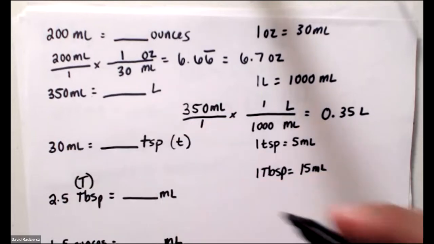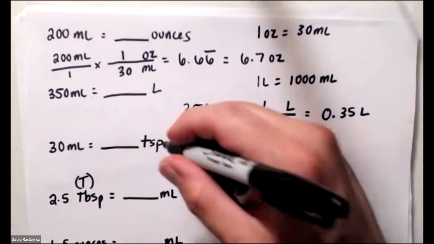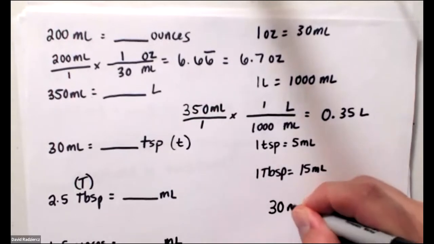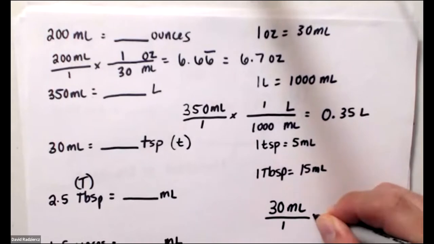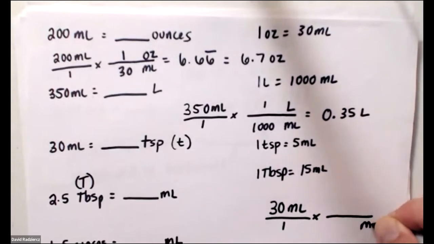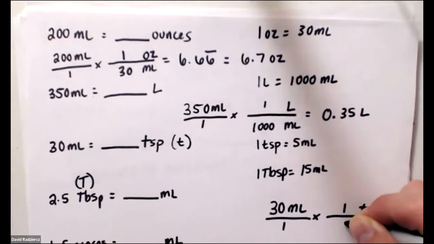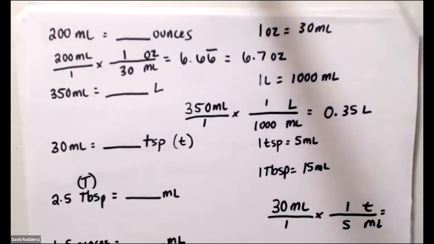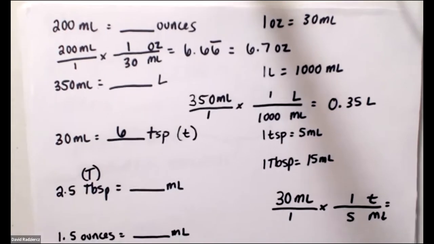All right, so for going from milliliters to teaspoons, I'm just going to write that down here. 30 milliliters. I don't want milliliters, I want teaspoons. So I'm just going to abbreviate that little t. 1 teaspoon is 5 milliliters. So 30 divided by 5 would be 6 teaspoons, or 2 tablespoons, or 1 ounce, depending on what they're asking or what you're converting.